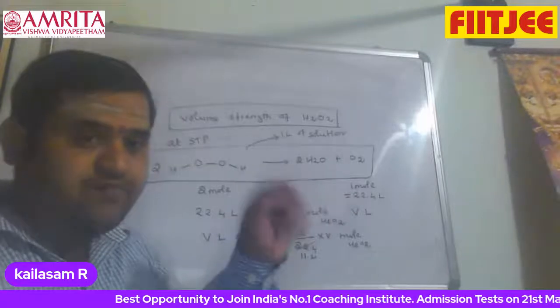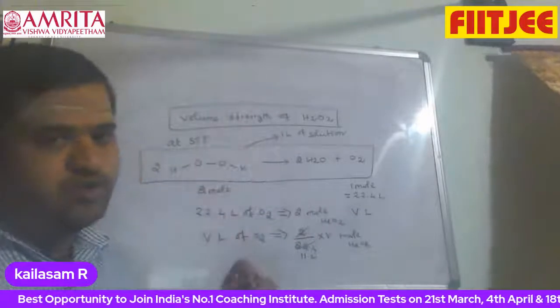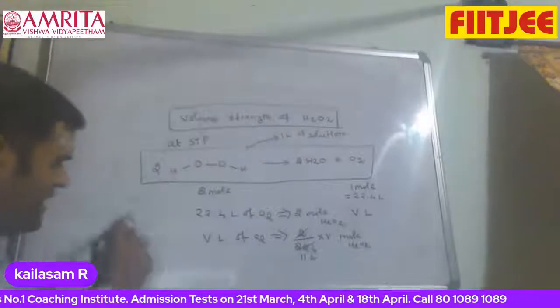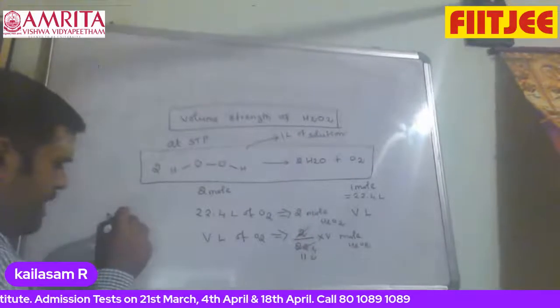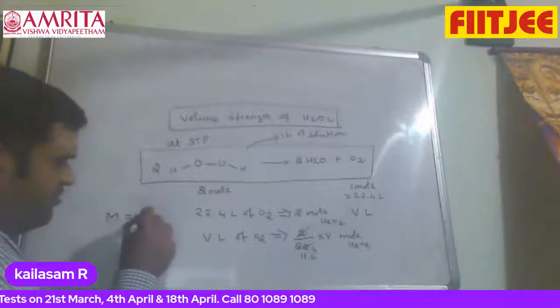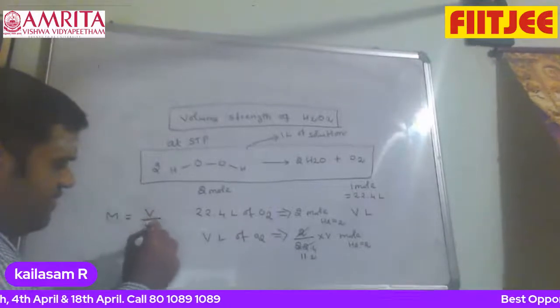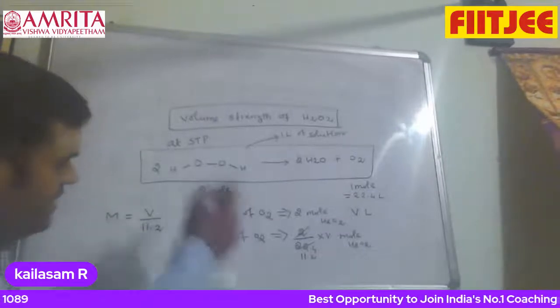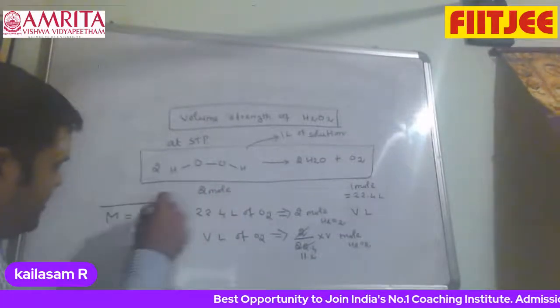What is molarity? Number of moles by volume of solution. What is the volume of solution here? 1 liter of solution. Therefore I can write that molarity is equal to number of moles, which is V by 11.2. That's all. Whenever the volume is 1 liter, obviously this is the molarity.